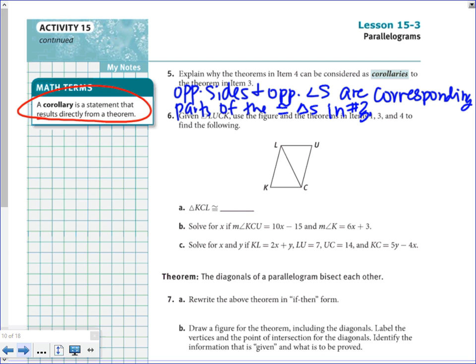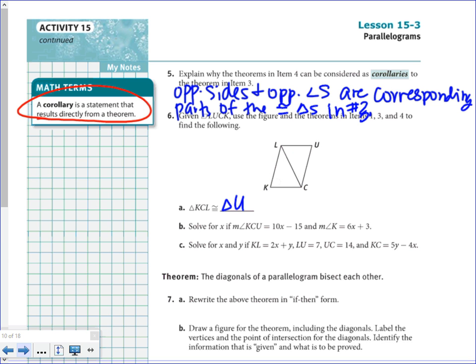So now we're going to look at number 6. They give us a parallelogram, LUCK, and then we want to answer A, B, and C. So they start off by a triangle, KCL, and they want us to figure out what it's congruent to. So it's very important that you pay attention to which parts are corresponding. So K corresponds to U. So K comes first, U is going to come first.